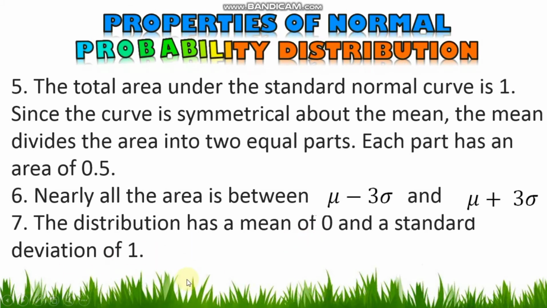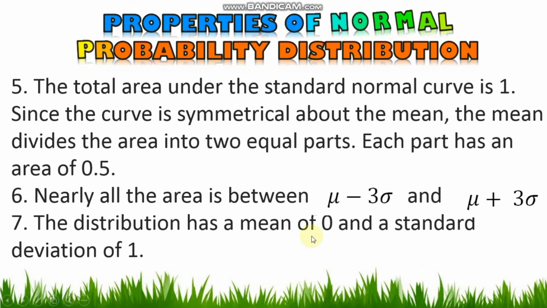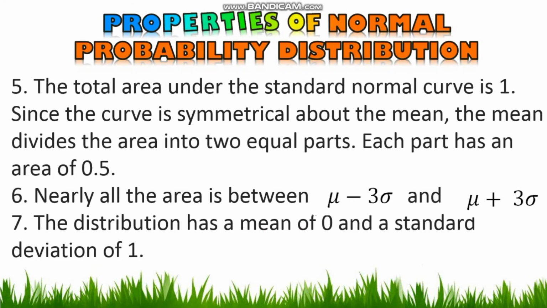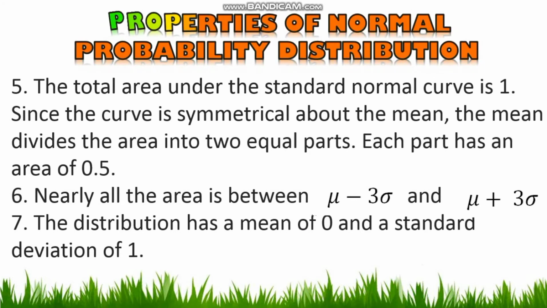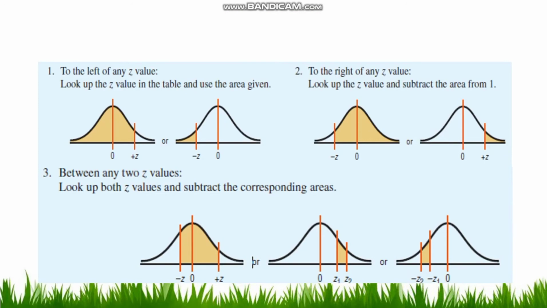And then, number 7, the distribution has a mean of 0 and a standard deviation of 1. So, always yan na yung nasa gitna is 0. Standard deviation of 1 meaning ang pagitan ng per z-score is 1. Kaya tinawag siyang standard normal distribution kasi 1, 2, 3 ang z-scores sa right side, then sa left side is negative 1, negative 2, and negative 3. That's the introduction to the normal distribution, which is the properties of normal distribution.